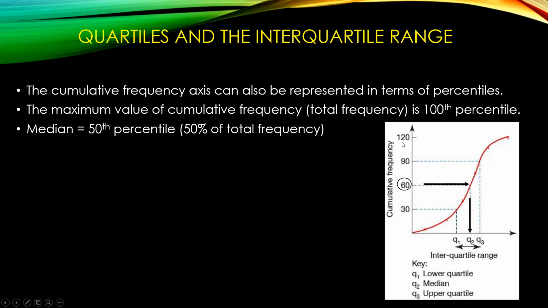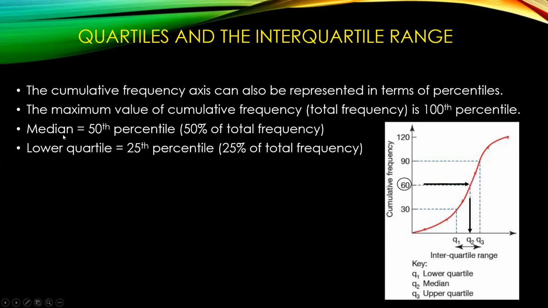Because our total frequency is 120, 60 will be the median. So you read from here, and this Q2 is actually the median, the value of the median. The lower quartile is the 25th percentile, which is 25% of the total frequency. In this case it is 30. So you read from here, touch this line, and then see Q1 will be your answer.